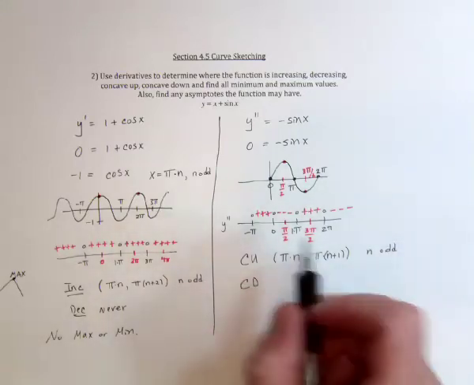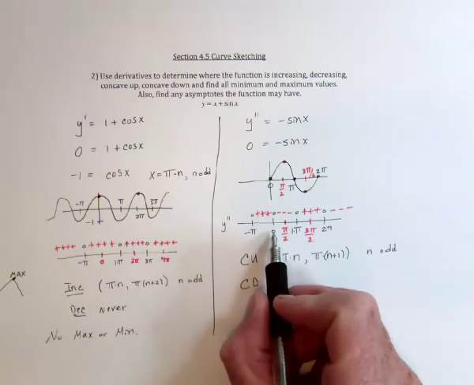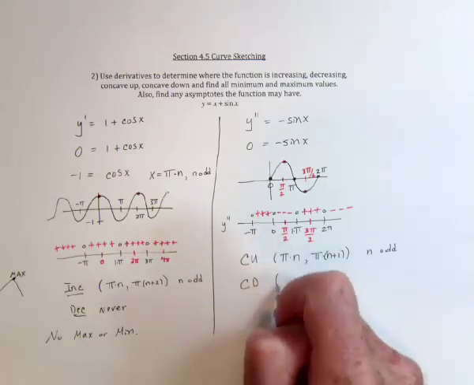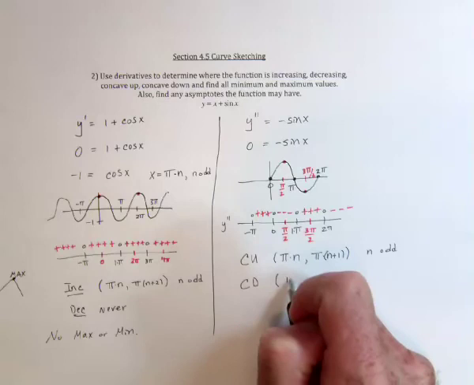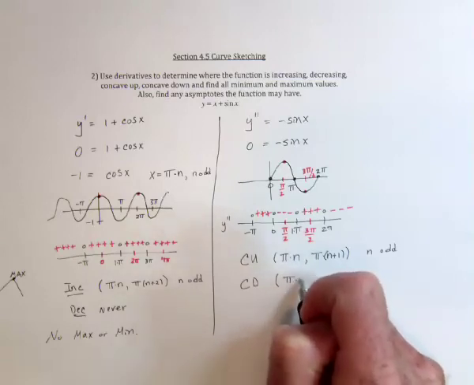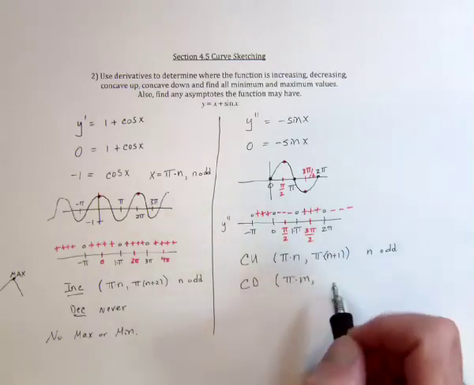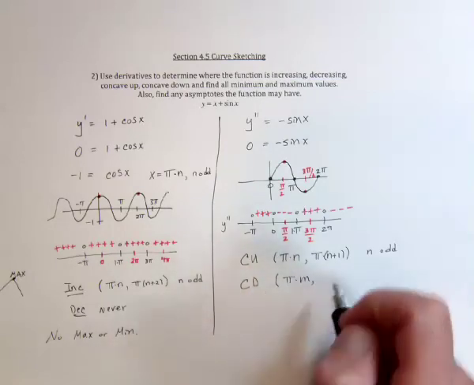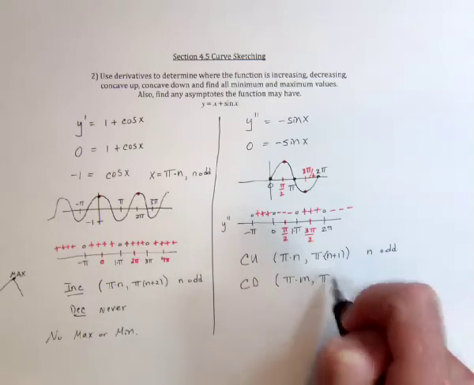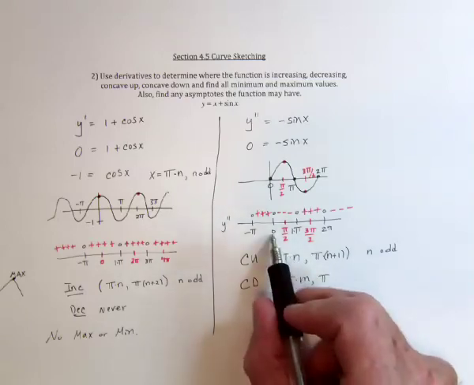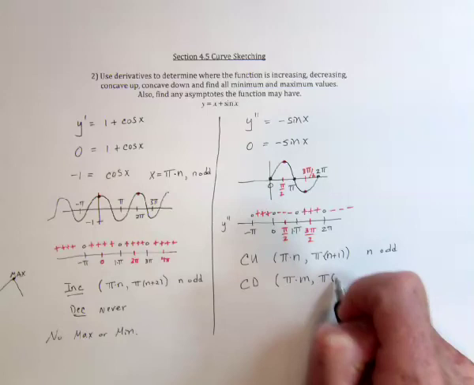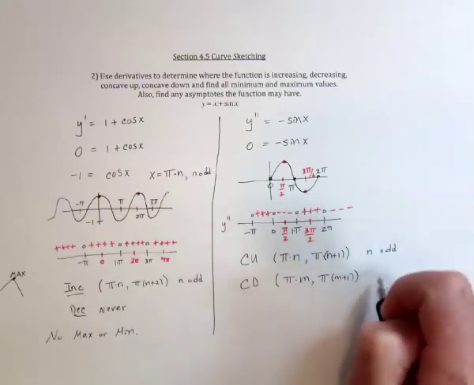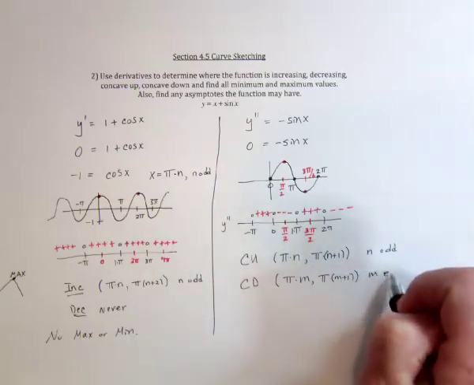And then concave down is going to be from the even ones. So I could say pi, now I want an even number, I'm going to call it m. So an even one, for example, 0 is an even number. So started at an even number times pi to the next one. So an even number to an odd number. So to the next one, where m is even.